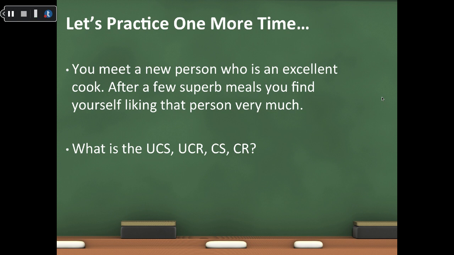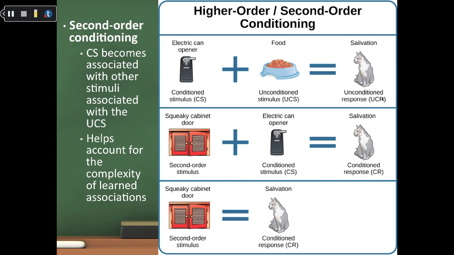Okay, so now we're going to go into second order conditioning. So second order conditioning is when the conditioned stimulus becomes associated with something else that is associated with the unconditioned stimulus. So this is a more complex learning experience. So let's go to another pet.